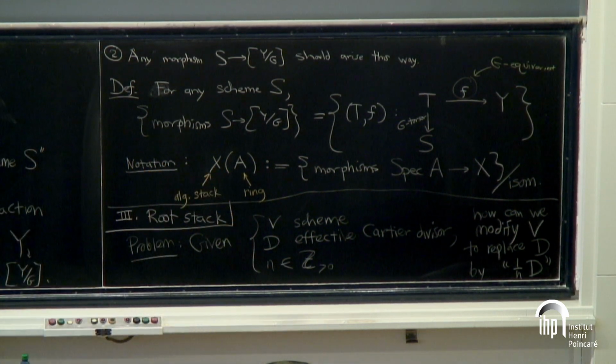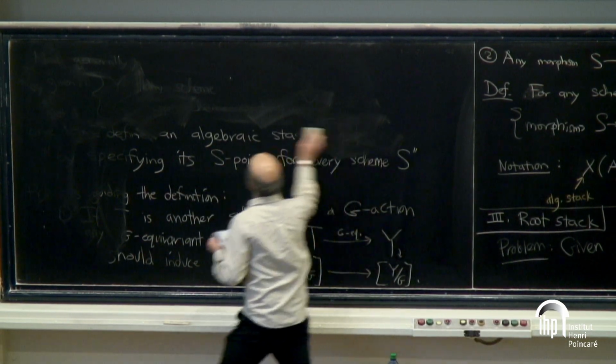For such a curve, you can define some of the geometric invariants. For example, you can talk about the topological Euler characteristic of such a stack. So let me define that now.